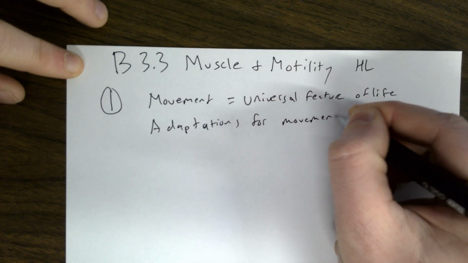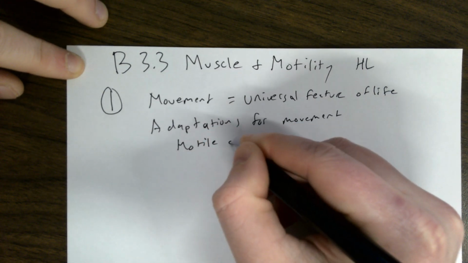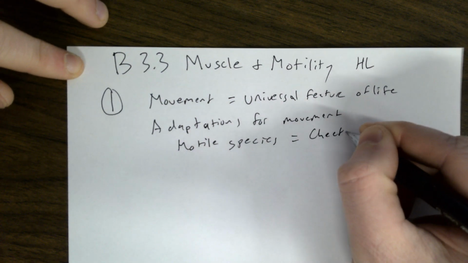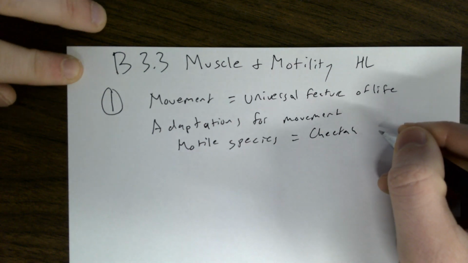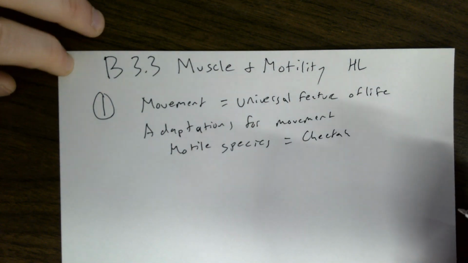Some are very obvious. So we have our motile species. These are like us. We could do cheetah, right? So the cheetah has its special legs for running really fast. It's a good example because you need to know it in another unit.